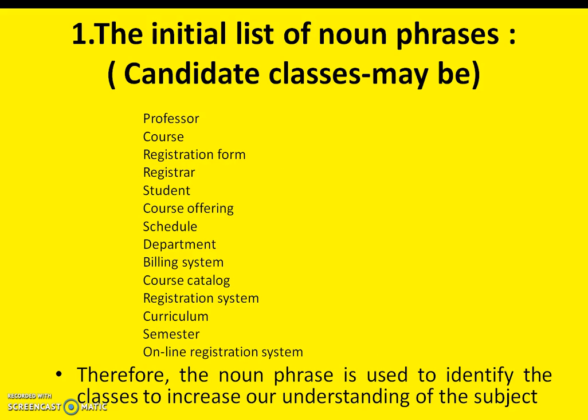The initial list of noun phrases for a course management system can be identified, and the candidate classes which come out as a list are professor class, course class, registration form class, registrar class, student class, course offering class, schedule class, department class, billing system, course catalog, registration system, curriculum, semester, online registration system. Therefore, the noun phrase approach is used to identify the classes to increase our understanding of the subject.